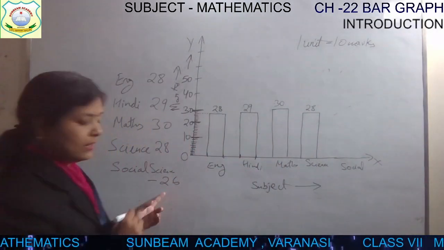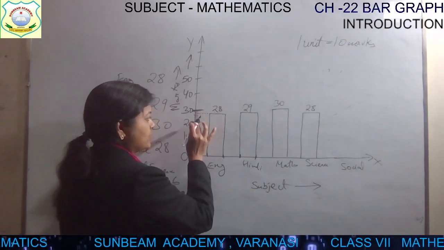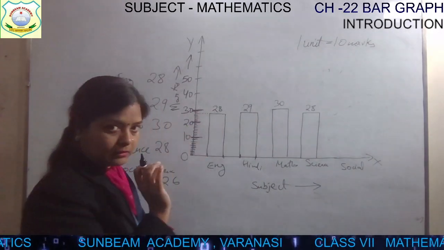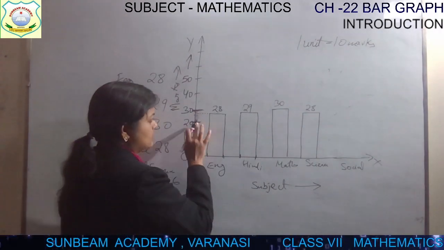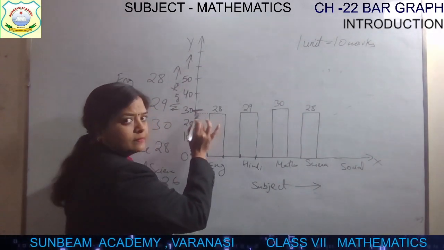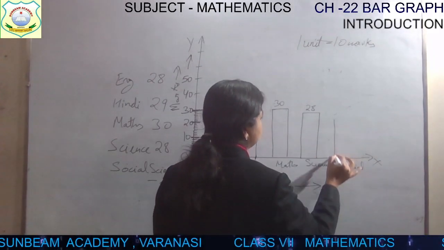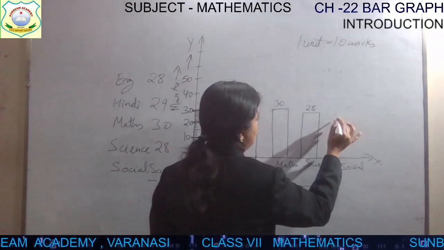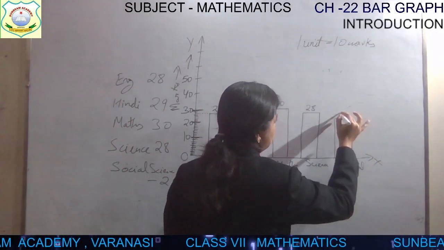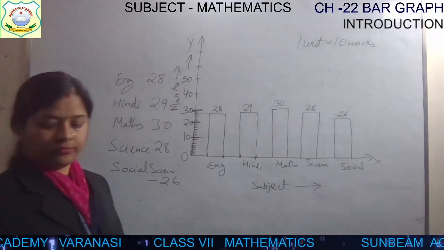And then what? Last is social science. Social science is having less marks, 26. So 26 is between 20 and 30, one more than 25. Between 20 and 30, 25 will come, one more than that. Just see the small division and then you can count it. So 26 will come here. You can also place a scale from here, son. Place the scale, measure it and then 26. This is 26. So in this way you can plot the graph.